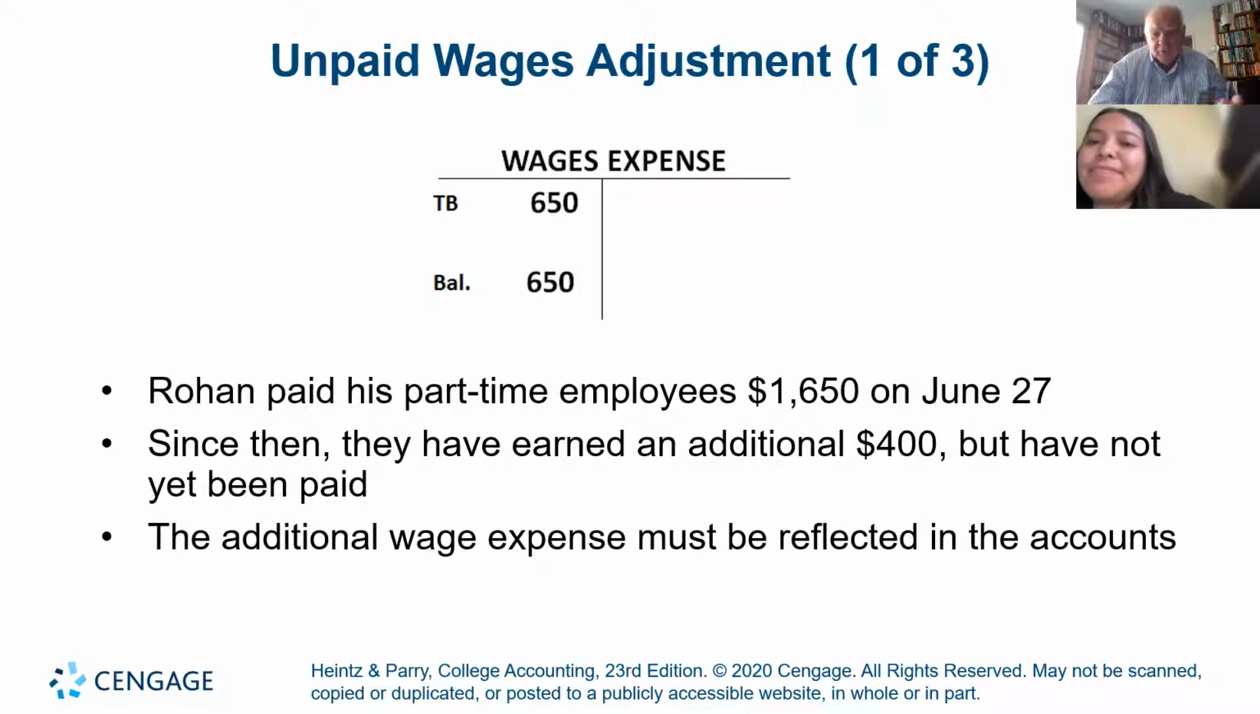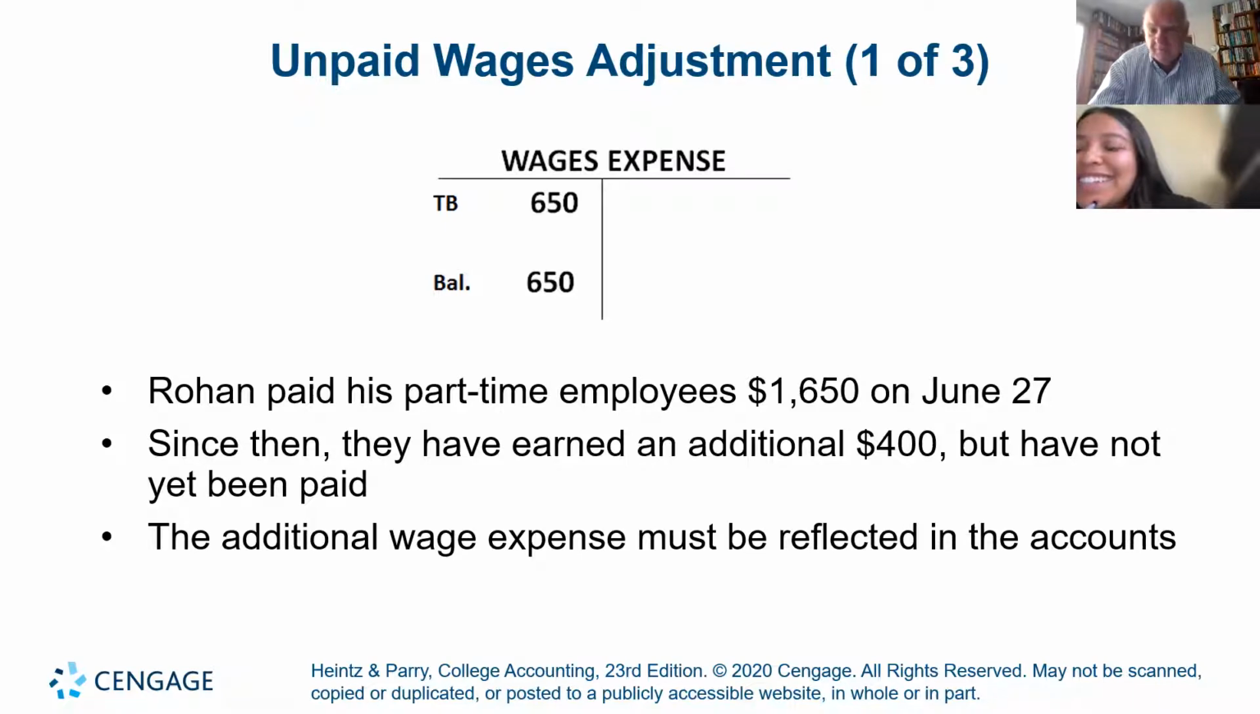In other words, you work for this company and you worked from the first of the month till, say, the 27th, and you got paid for that. Your payday fell on the 27th. So that's done. You don't have to worry about it. But then you worked on June 28th, 29, and 30. You worked on those 3 days and you earned $400. That's money that belongs in the expense for the month of June. Would you agree? Yeah, it belongs in the month of June.